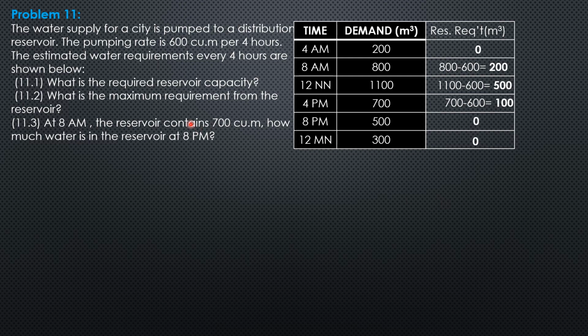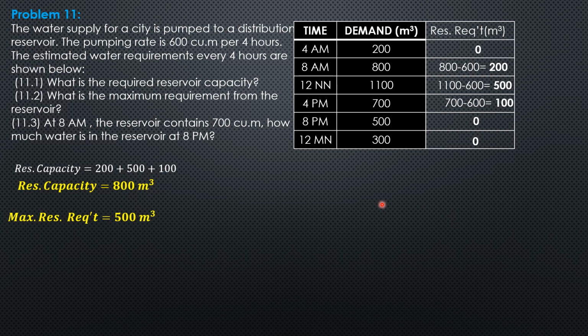So therefore, the question, what is the required reservoir capacity? The reservoir capacity is the sum of this reservoir requirement, 200 plus 500 plus 100. So the reservoir capacity is equal to 800 cubic meters. So that's the reservoir requirement. Then what is the maximum requirement from the reservoir? From this tabulation, it is 500 cubic meters, the maximum reservoir requirement.